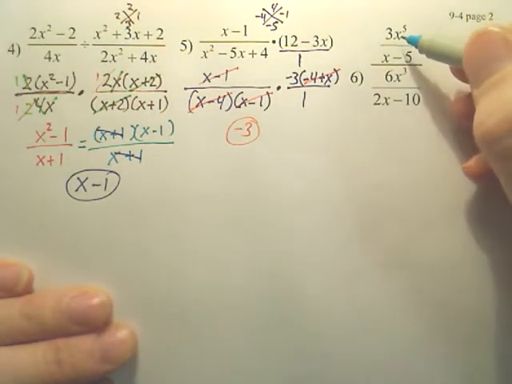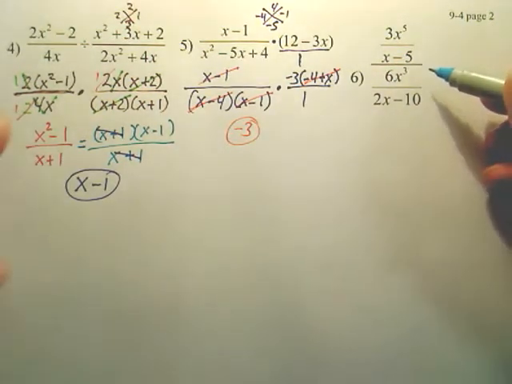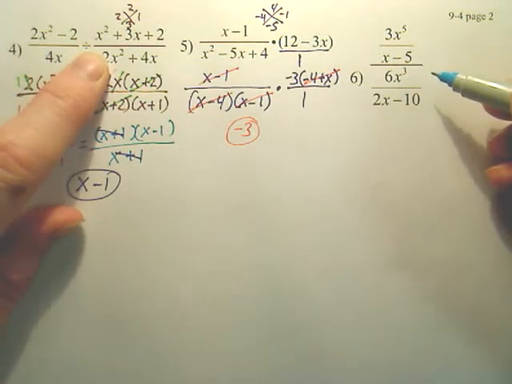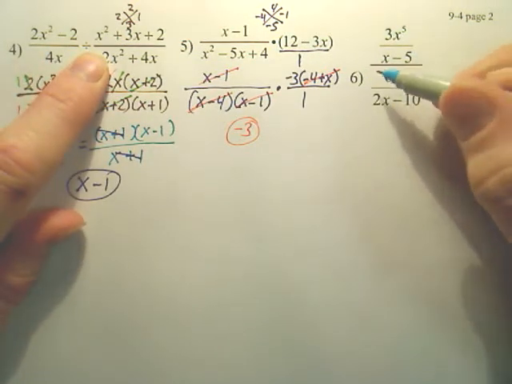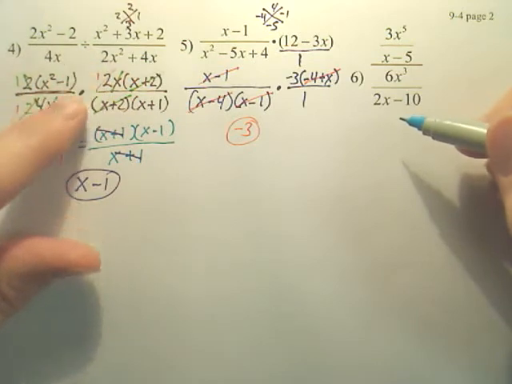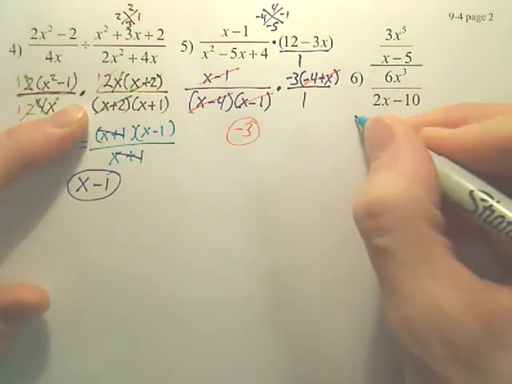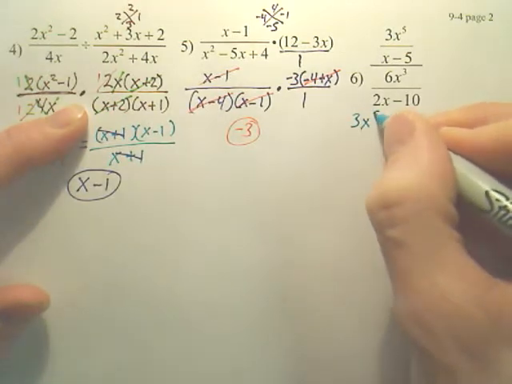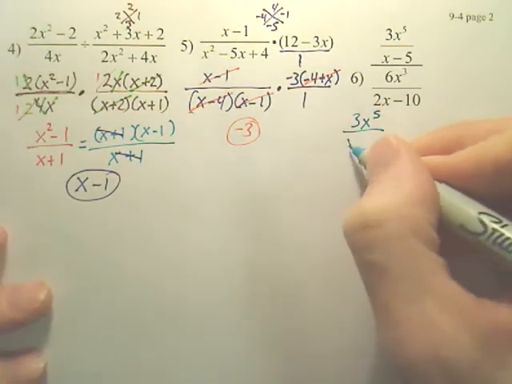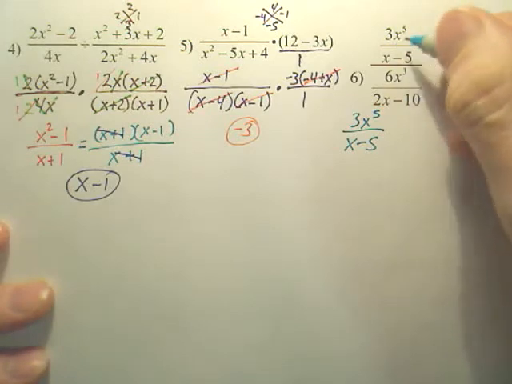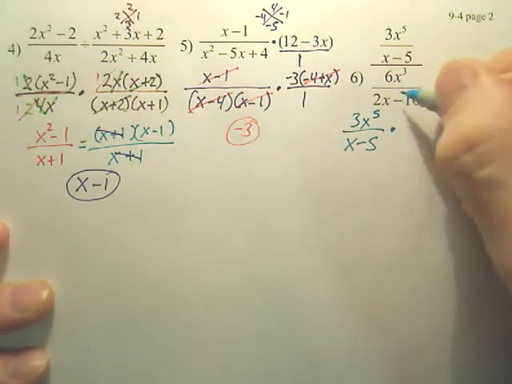For number 6, this big division sign is basically the same problem as this. Divide, divide. So you're going to take this divided by this. And when we divide, you got to remember you change it to multiply, but flip the second one. So basically, this is what it looks like. 3x to the 5th, x minus 5, that's the top, times, we're going to flip the bottom one.